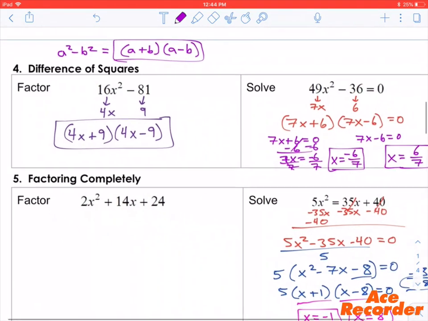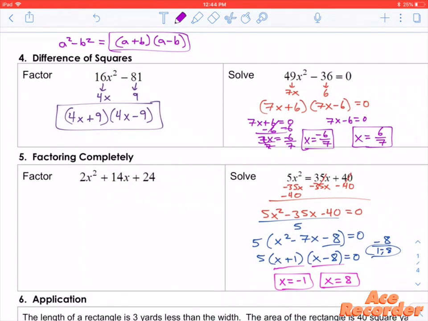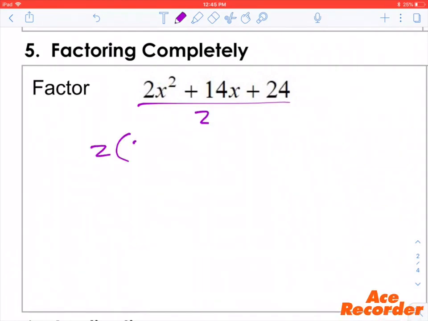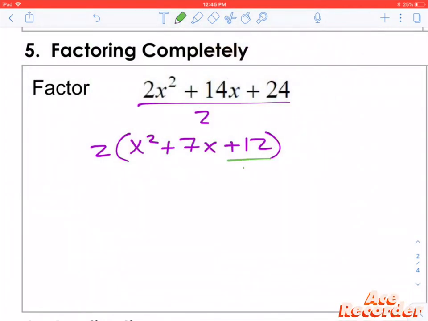So on the next one, factor completely means there's probably something you have to do first, in this case being a GCF. So GCF there is 2. Divide everything by 2, and we end up with x squared plus 7x plus 12. And so now we want to look at what factors of positive 12 give us the middle.